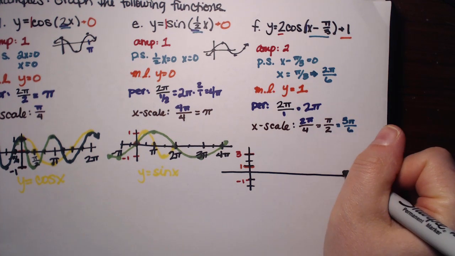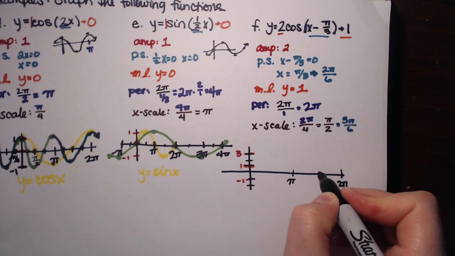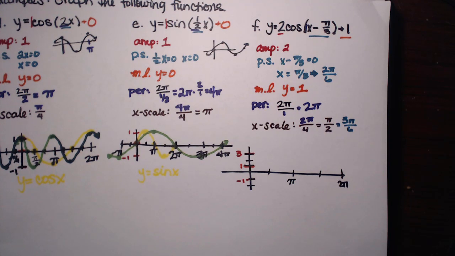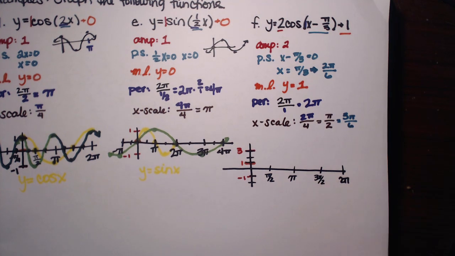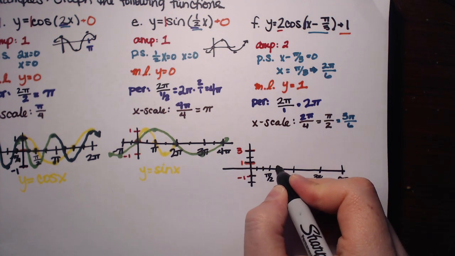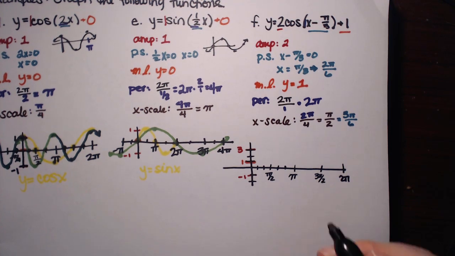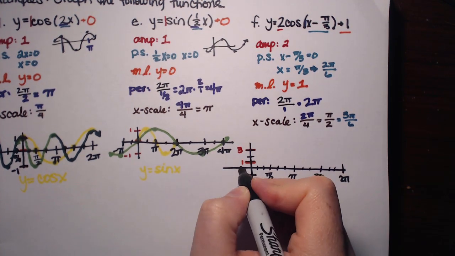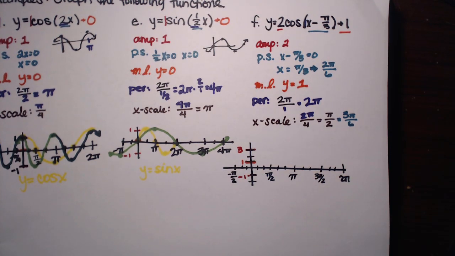I want pi 6 marks. So I'm still going to do, okay, this is pi, 2 pi. This is pi, 3 pi halves, pi halves. But I want sixths. So what I'm going to need to do is make 2 lines between those, so that I have 6 lines total. 1, 2, 3, 4, 5, 6. 6 pi 6. So we'll just kind of stick with that.